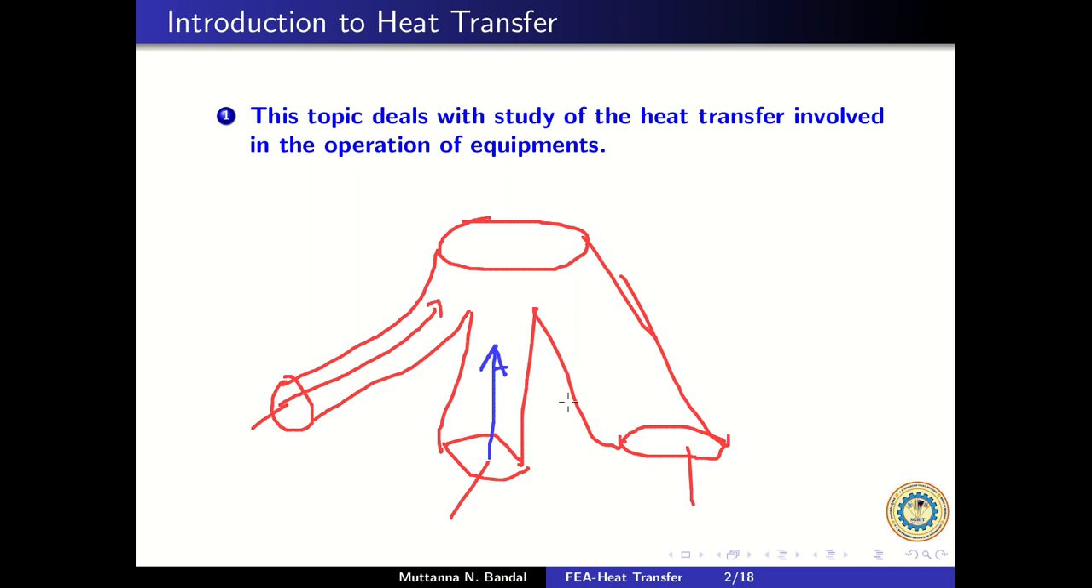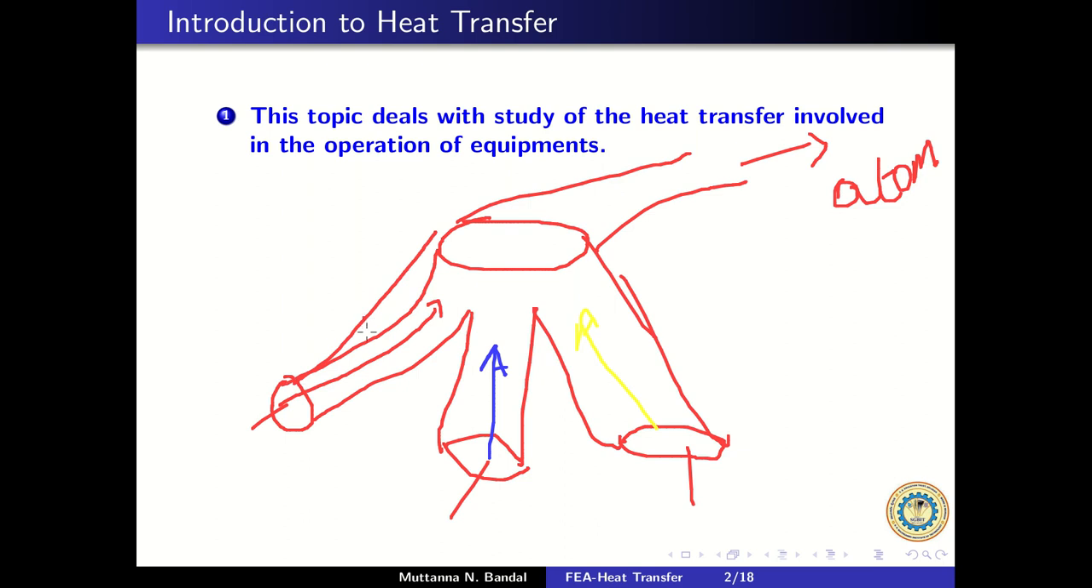web, and they are collected at the other end and thrown out to the atmosphere. So this is the atmosphere. During this process, the hot gases flow through these vents. During the process of transmission, some of the heat is absorbed by the solid metal of this exhaust manifold.